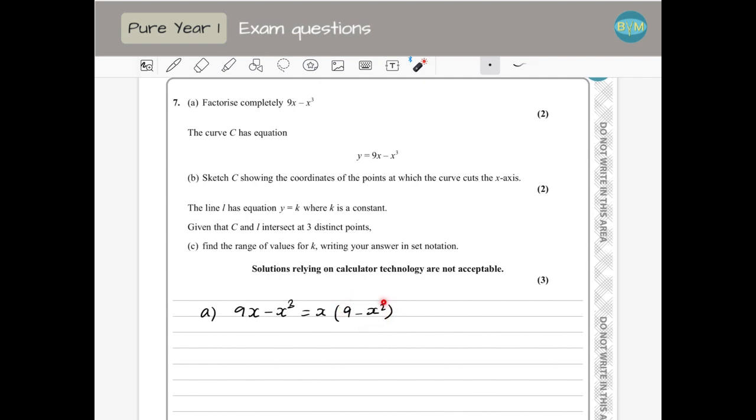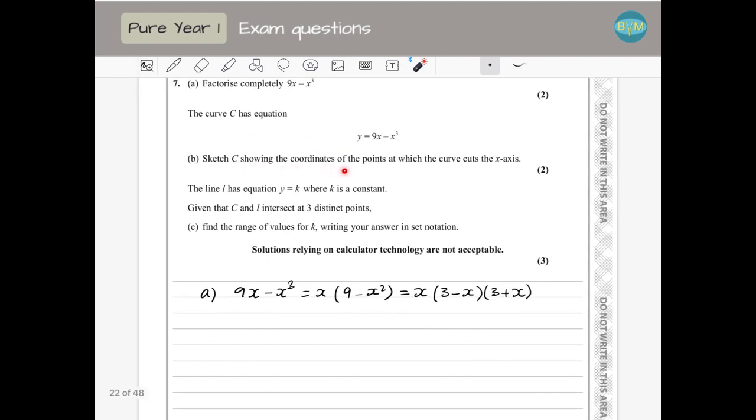If you don't see that, you can still factorize this expression because the roots are going to be plus and minus 3, and then you have it. So it doesn't matter if you don't remember. This is x, 3 minus x, 3 plus x, and that's fully factorized. Then the curve C has this equation, so our function.